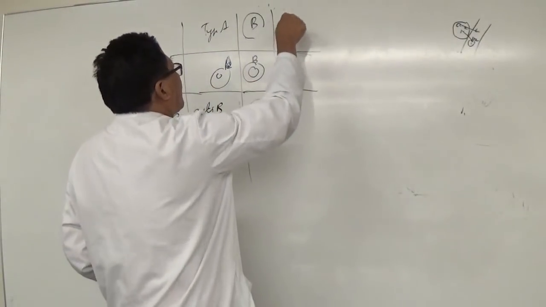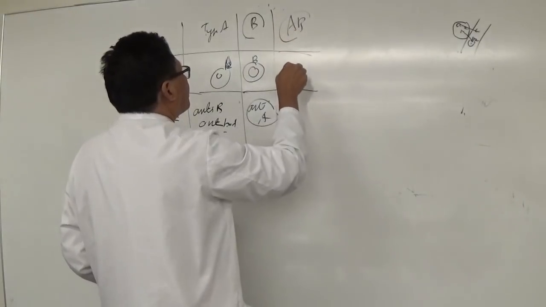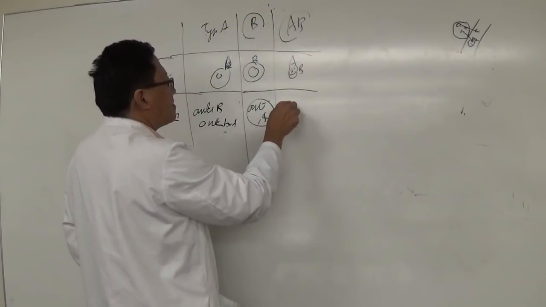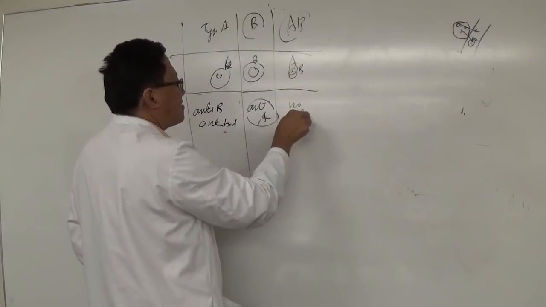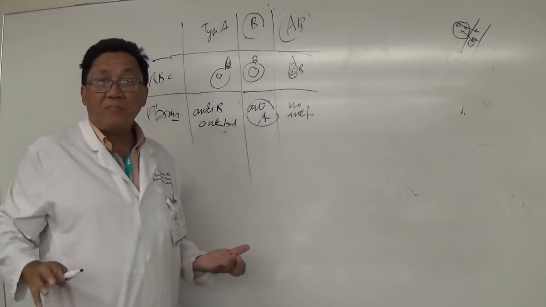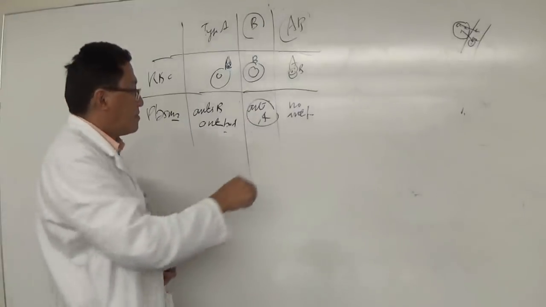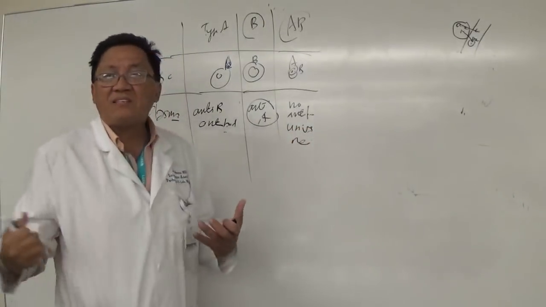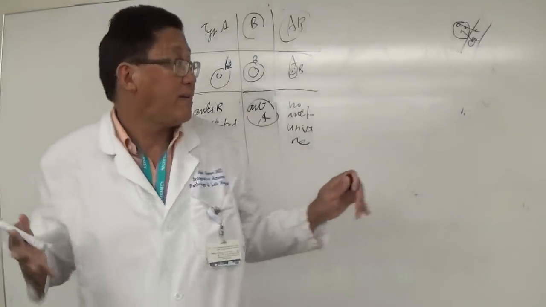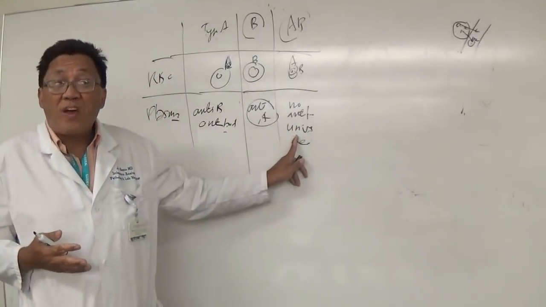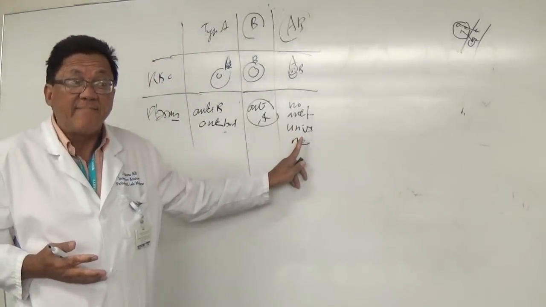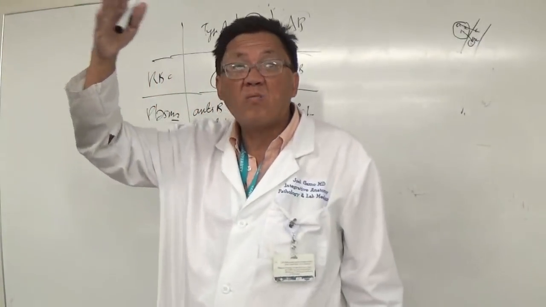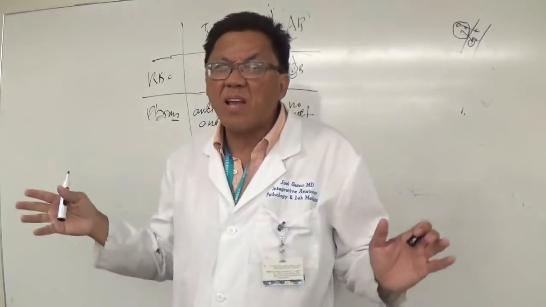What about AB? Universal recipient. So I have A and then I have B. And what about here? Nothing. No antibodies. And because they have no antibodies, they have the universal what? Recipient. In other words, recipient means I can get any blood because why? I have nothing to fight you off with. I have no antibodies. Who is AB here? Oh, a couple. One, two, three. They say it's a rare blood type.